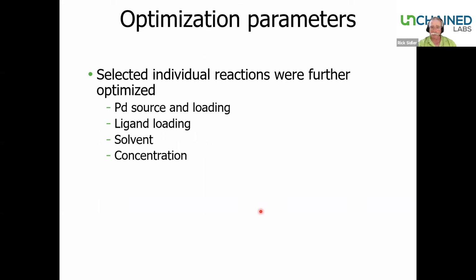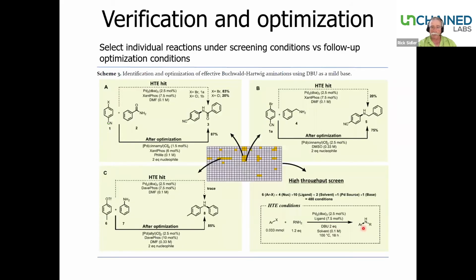And just to highlight a few of the results they found, on the lower right-hand portion we see the standard reaction conditions that were used for screening, and a few of the selected hits that they observed, looking at the coupling of this aryl bromide with this amine. In screening, when the halide is the bromide, they got 83%, but when it was chloride, only 20% yield. This was using a Xantphos ligand. After optimization, still with the Xantphos ligand but with a different palladium source, they were able to get the conversion for either of these aryl halide starting materials up to 87%.